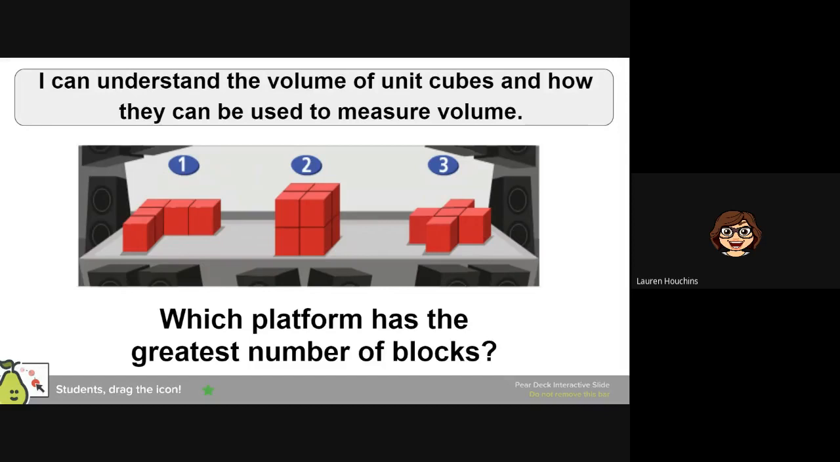So it's your turn. Drag that green star to the platform that has the greatest number of blocks. If you chose platform number 2, you are correct.